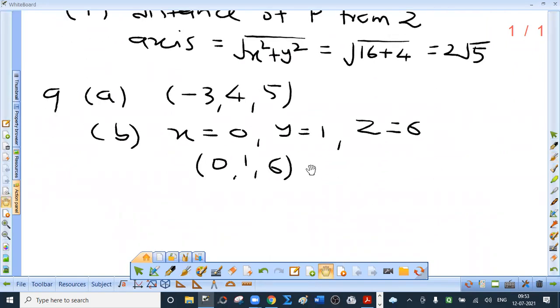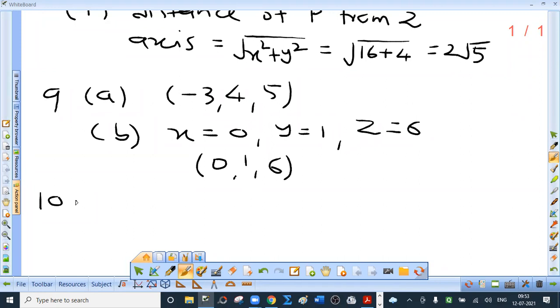Now, let me read the next sum. Find the area of triangle with vertices 1, 1, 0; 1, 0, 1; 0, 1, 1. Actually, three vertices are given. So, we have to find lengths of the three sides. If that triangle is a particular one, for example, right angle triangle, we have ready-made formula, or equilateral triangle, we have ready-made formula. What is the area of an equilateral triangle? √3 upon 4 into side square. Or we'll have to go for Heron's formula.